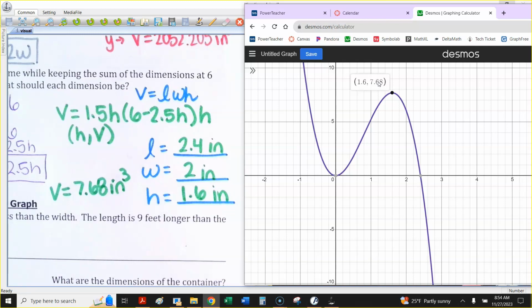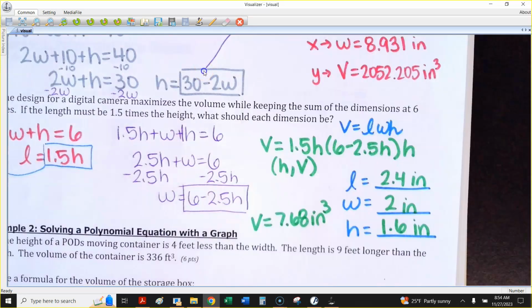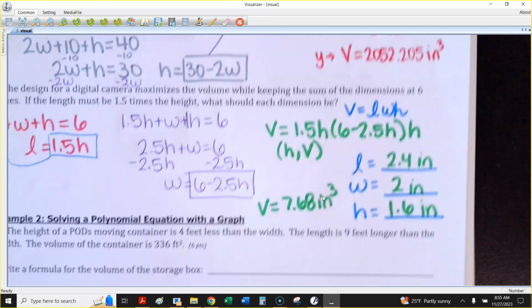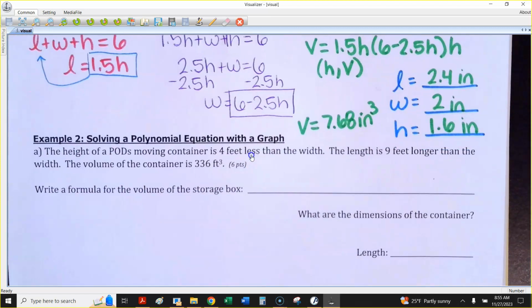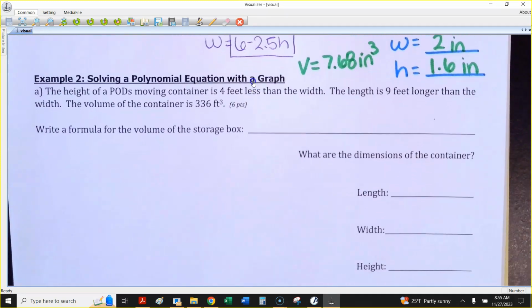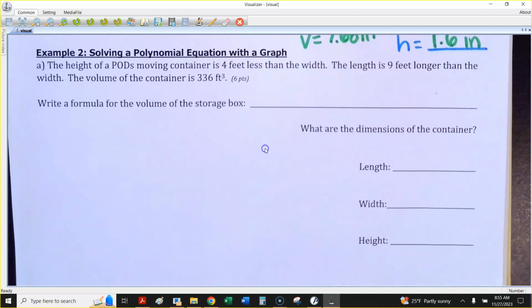All right, those two are super similar. They're maximizing. And the last question is not really maximum or minimum, but it's just going to ask you to basically use the polynomial to find the dimensions of a container in this case. So this is just a hair different, and I'm going to show you 2 ways to do this.